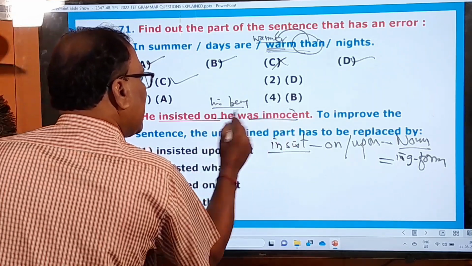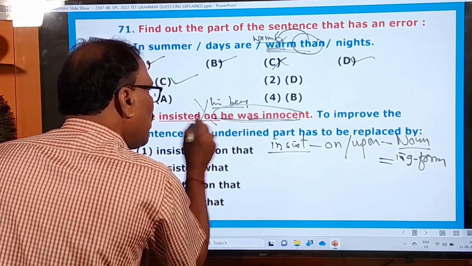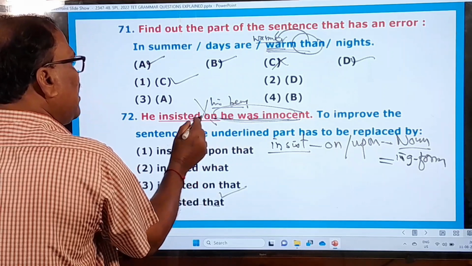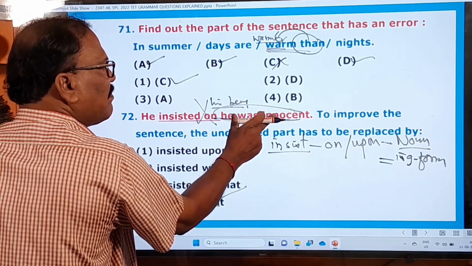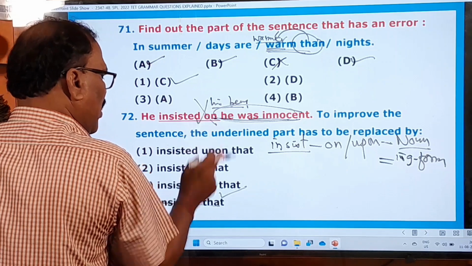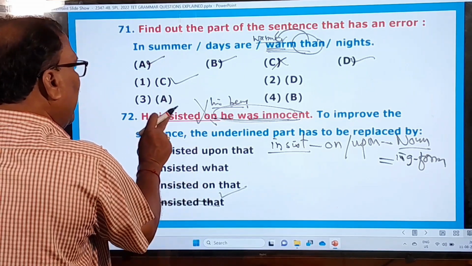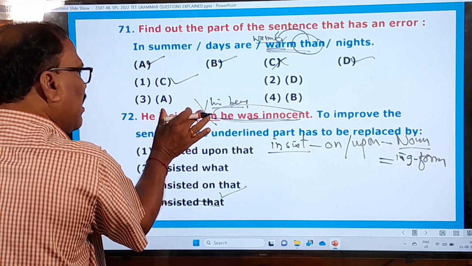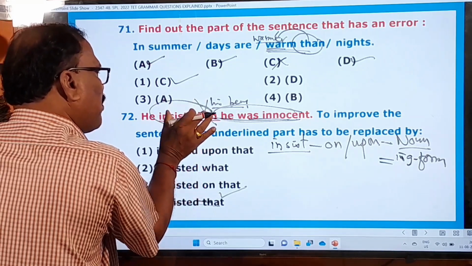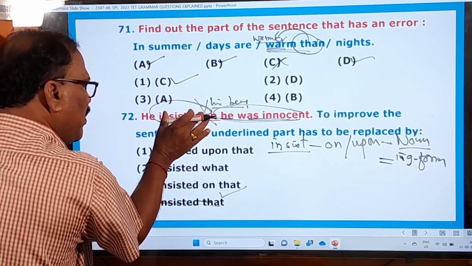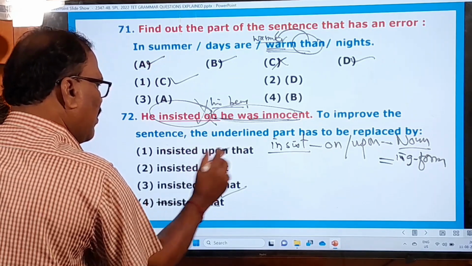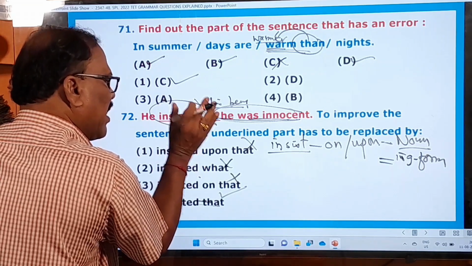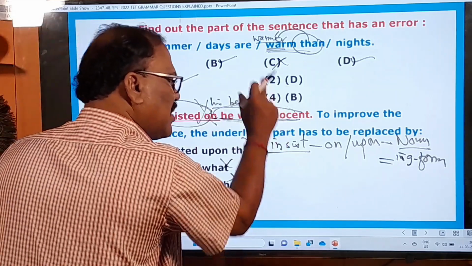But whenever there is a sentence, "he was innocent" is a sentence, then you should not use on. You should say insisted that. When insisted on is there, you cannot use a sentence after that. Only if that is there, you can use a sentence. So therefore, he insisted that, on is dropped, he was innocent. Insisted on should be improved into insisted that. Insisted upon that is wrong. Insisted what is wrong. Insisted on that is wrong. These three are wrong. Only insisted that is right. So he insisted that he was innocent.